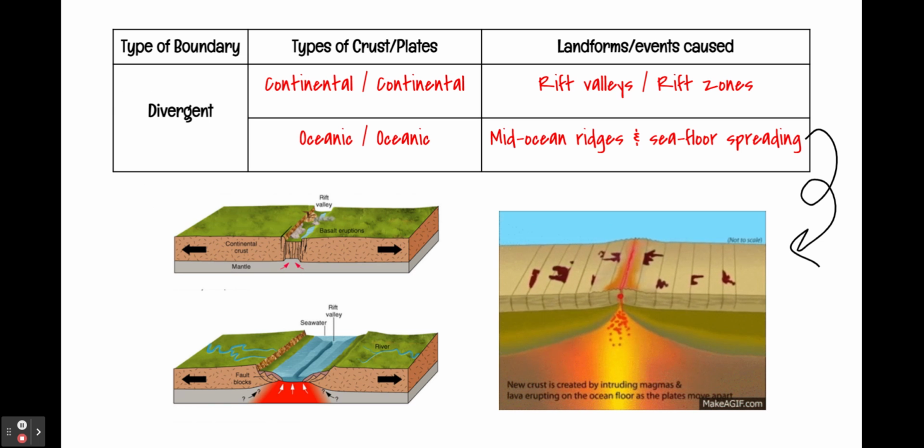In the middle of the ocean, when we have two oceanic plates diverging from each other, we get mid-ocean ridges and seafloor spreading. This is really important for plate tectonics because this is where new crust is formed. What happens is the convection currents move these plates away from each other, but as they move away from each other, magma from the mantle seeps up. It reaches a cooler area, it hardens, and because the convection current is moving this plate away, it hardens and moves away. So that's why we now know that the crust here is younger than the crust over here.